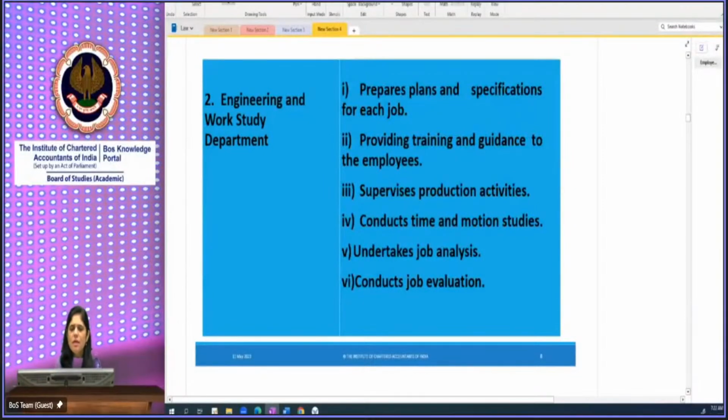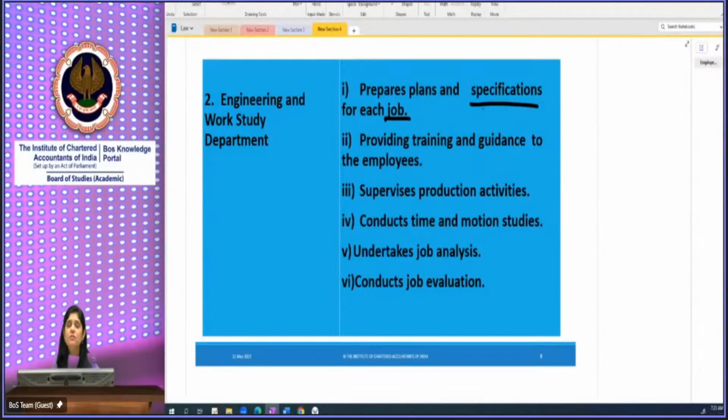First of course, they plan the specifications for each job. Job specification. Clear? Job specification means what exactly is the requirement of that job: what experience, what knowledge, what skill is required for that job. That is the work of the engineering and work study department.